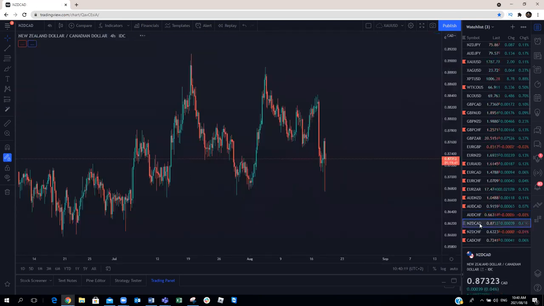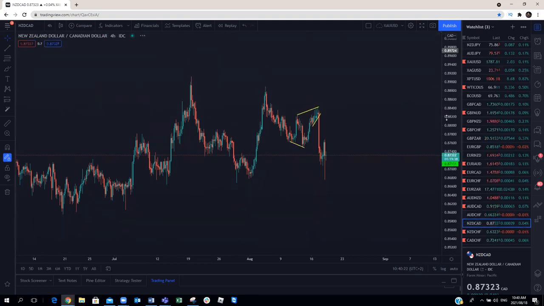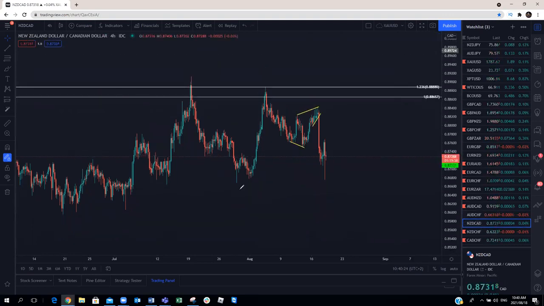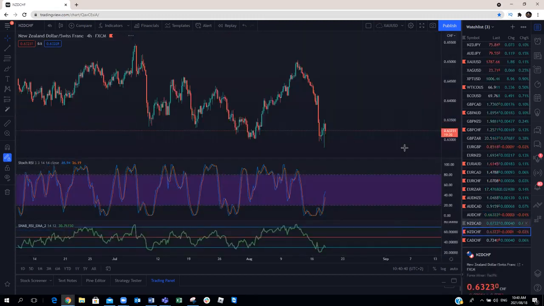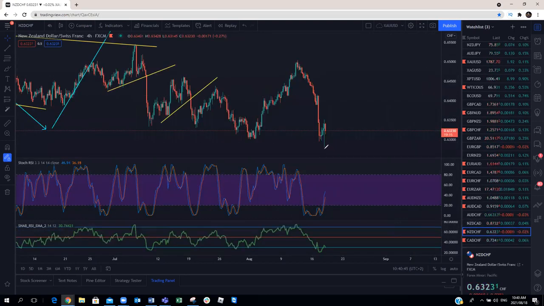Right, New Zealand CAD. New Zealand CAD has reached that level that we wanted. Is it going to now continue to the upside? Let's see what we're going to get from this. So the structure here on New Zealand CAD will be 1, 2, 3. New Zealand Chief, 1, 2, 3. We'll expect only a 3-wave pullback here. I'm still expecting this to continue lower.